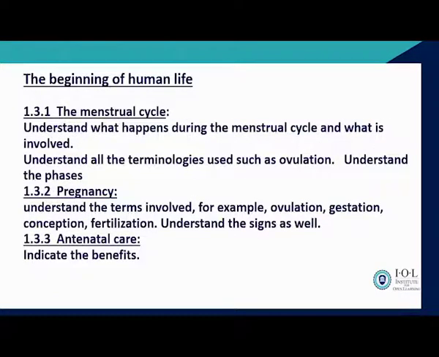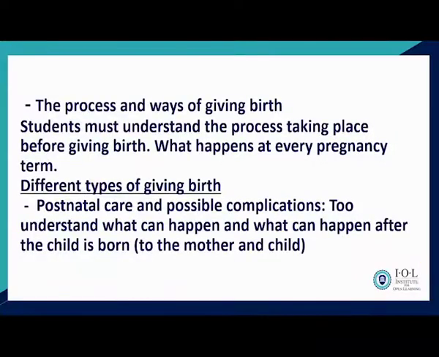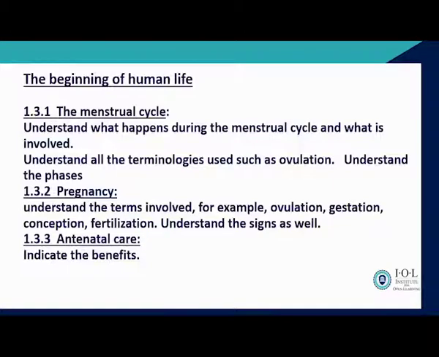We also need to understand the beginning of human life. So we start with the menstrual cycle, we start with pregnancy, we start with antenatal care, and giving birth and so on. How does life begin? What happens when we have menstruation, what we call periods or menstrual cycles? What are the concepts that are involved? For example, we have ovulation, and we have different terms which are used for that phase.